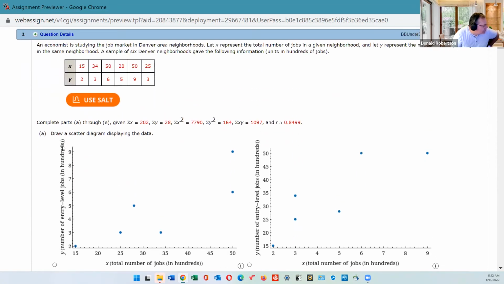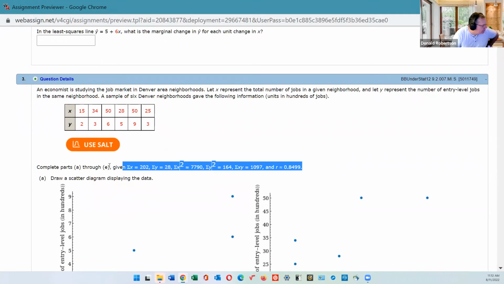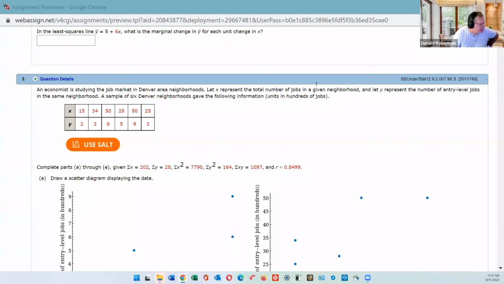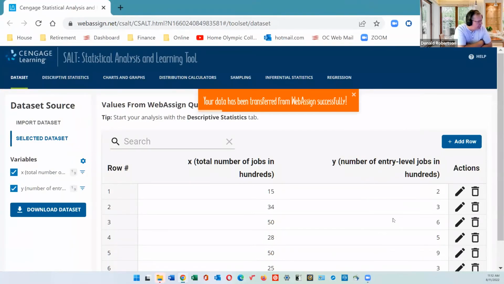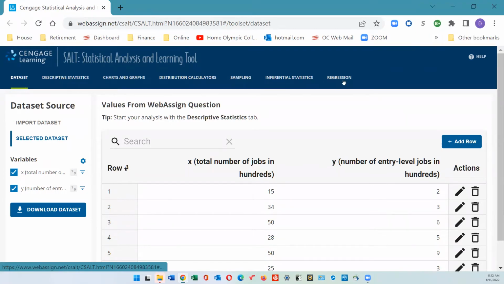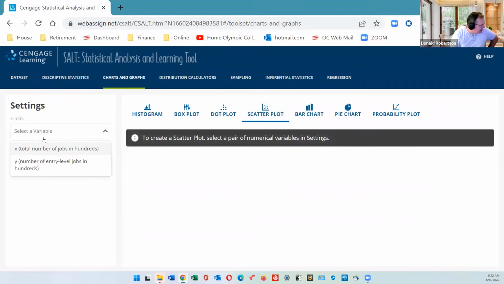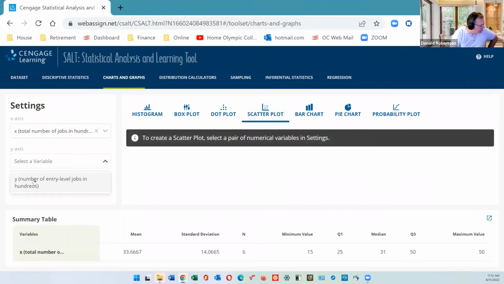It asks us, as we've done before, to do a scatter diagram of that data. Don't worry about this stuff here, I'll tell you about that in a minute. So I'm going to hit use SALT. You should be watching SALT for a second. There we go. I want to see a scatter plot. Can anybody remember which one of these? Charts and graphs, scatter plot. Agreed. And then hit scatter plot. And X is going to be this one, and Y is going to be that one.